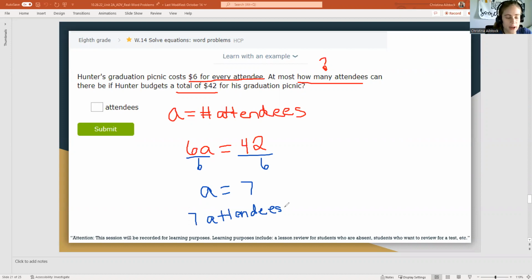So if I read it one final time to make sure I'm good, I'm going to focus on the question here. At most, how many attendees can there be? Well, that's what we just found out. There can be 7 attendees. If I wanted to double check, I could substitute it in. 7 people show up, $6 each. 7 times 6 is 42.